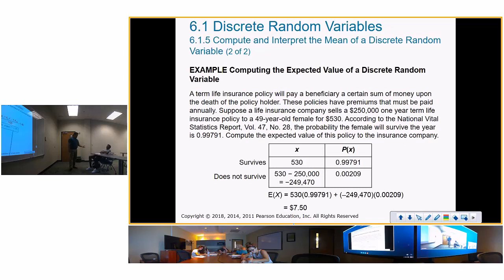So they tell you here, somewhere in here, there it is, it said the probability the female will survive the year is 0.997. Okay, highlight that sentence. Highlight the sentence that says the female will survive the year is point blah, blah, blah. That's the first thing that you start with, because you've got to set up a probability distribution.